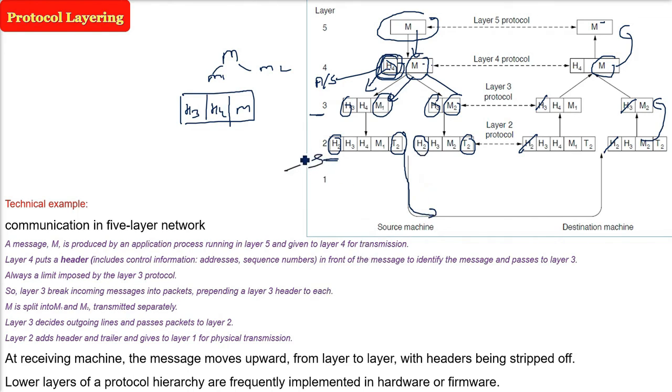So the lower layers of the protocol, the lower protocols, are normally implemented in hardware or firmware. So when you open the mobile, you see that some message comes up initially on opening. That is the firmware I'm talking about.